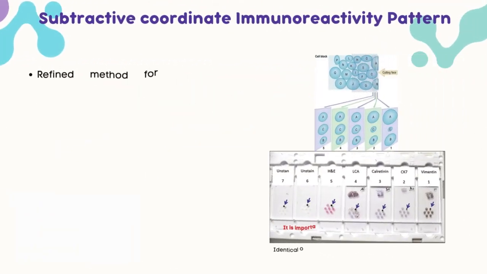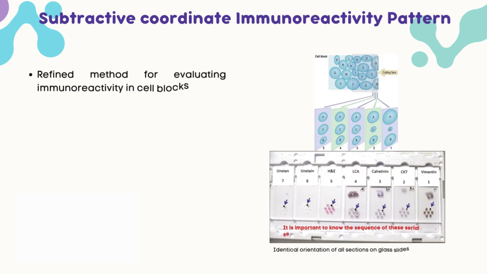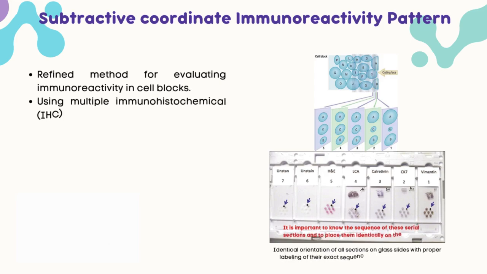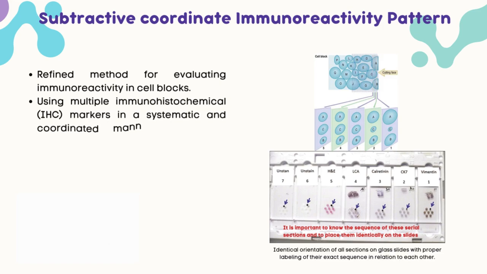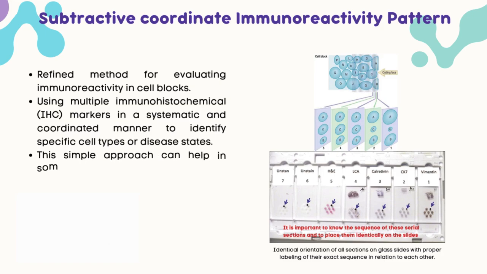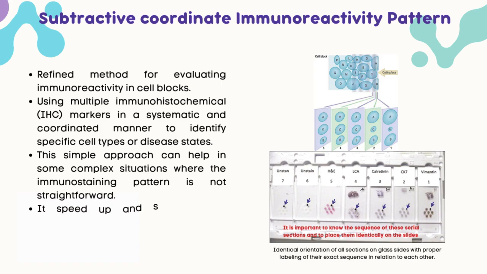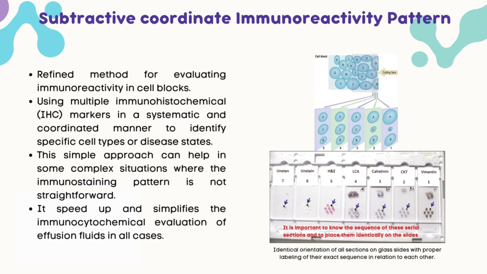Next is subtractive coordinate immunoreactivity pattern. In cell block preparation, this approach is a method used to enhance diagnostic accuracy in histopathology and cytology. It involves subtractive analysis of immunoreactivity patterns by using multiple immunohistochemical (IHC) markers in a systematic and coordinated manner to identify specific cell types or disease states. This approach works by applying a series of IHC stains to cell block samples, observing how specific markers are expressed, and interpreting their interactions to distinguish between similar-looking cells or pathological conditions. Subtractive analysis eliminates non-relevant signals, focusing only on diagnostically significant patterns.